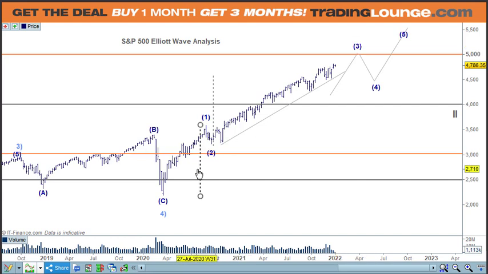Now, this is the length of wave 1 here, and this yardstick here is just the same length. So we can quite clearly see now that we've moved above the length of wave 1. So we'd want wave 3 to be the longest in the trend, and that would leave wave 1 and wave 5 roughly the same length, with the extension in the third wave.